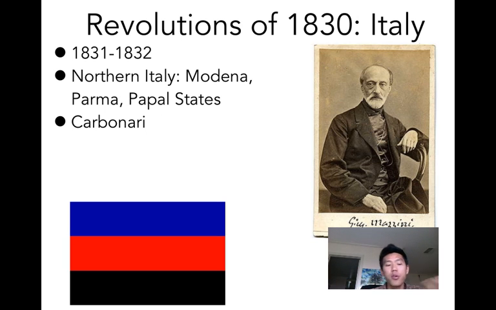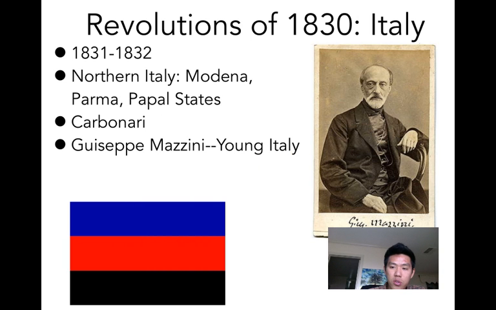They're going to fail, and eventually, you have Giuseppe Mazzini, who was a Carbonari member. And he's going to be a part of a new revolutionary society, a new movement called Young Italy, and they are trying to call for the unification of the Italian states to create an Italian republic that is independent.